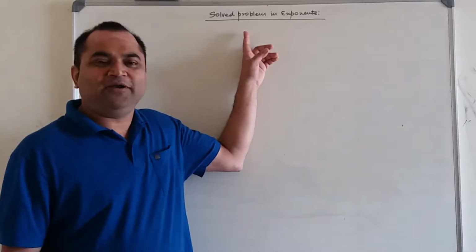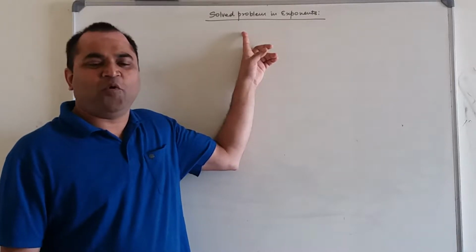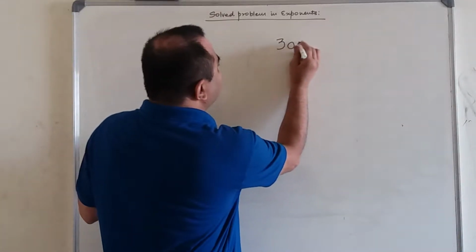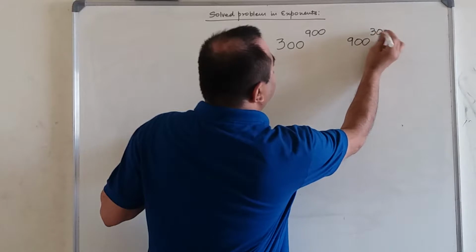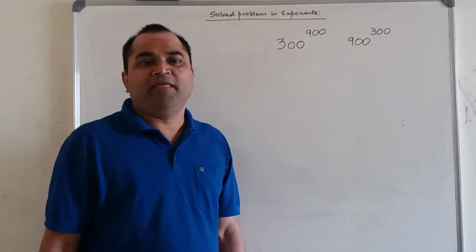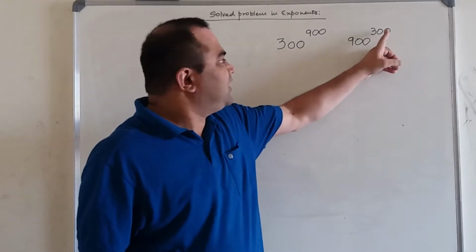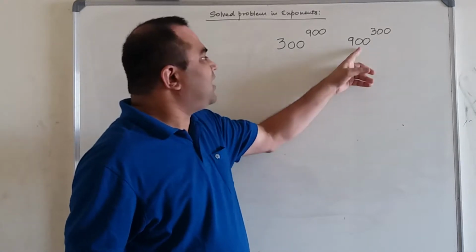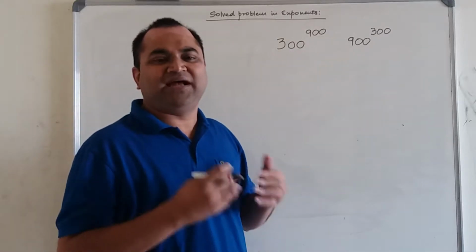In this video, I am going to show you a technique for solving questions on large exponential numbers. Let us consider this. Suppose we have two large exponential numbers like this: 300 raised to power 900, and another large exponential number, 900 raised to power 300. Now what is the method to compare these two large exponential numbers? Which of these two exponential numbers is greater?